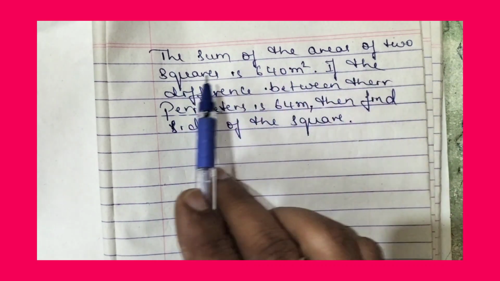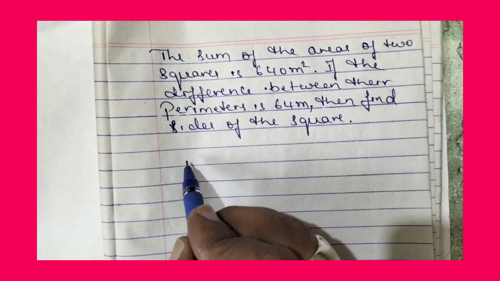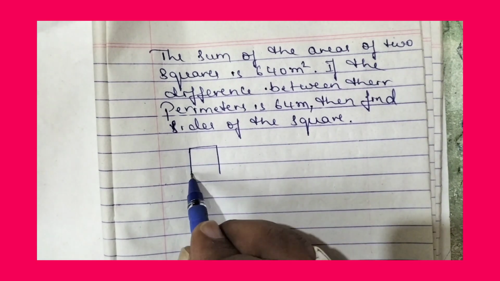The sum of the areas of two squares is 640 meter square. So here one square is there.